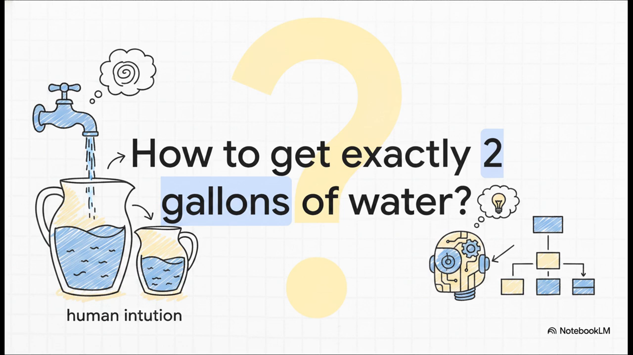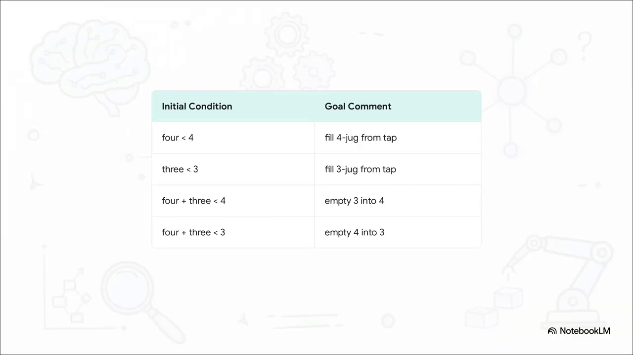But here's the thing. An AI doesn't have intuition. Instead of intuition, the AI uses something called a production system. It's basically a mathematical engine built on super strict if-then rules. The AI starts at state (0, 0), both jugs completely empty. Then it checks its rulebook.